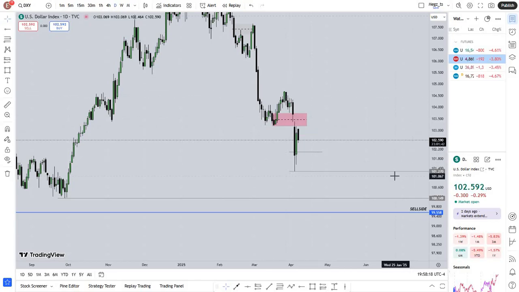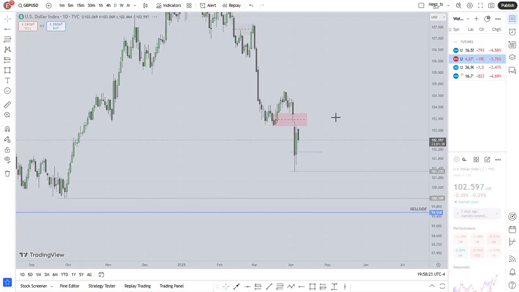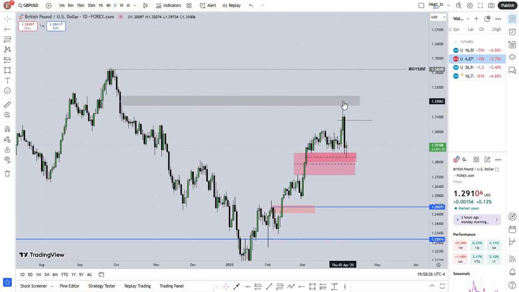Okay, so going to the GBPUSD, I'm looking at this high, the high of this candle, let me mark it out, which is roughly around 1.32102. First buy side, then the second buy side is around 1.34327.